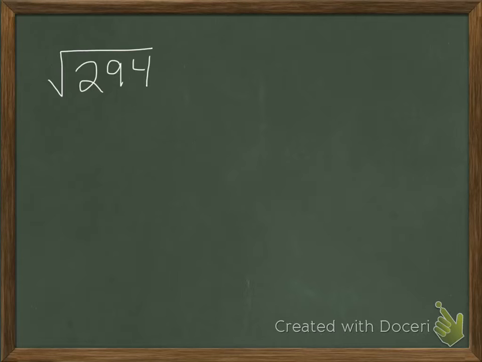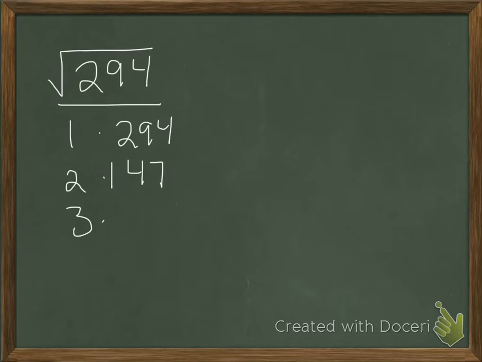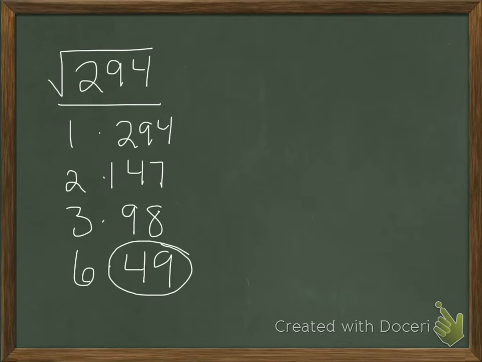So if I just start listing all of the factors of 294, all the ways that I can divide 294, well, I could do 1 times 294, or I could do 2 times 147, or I could do 3 times 98, and then 4 doesn't work. 294 divided by 4 doesn't work. 294 divided by 5, obviously, that's not going to work. 294 divided by 6 does give me a whole number, and that is my perfect square answer.